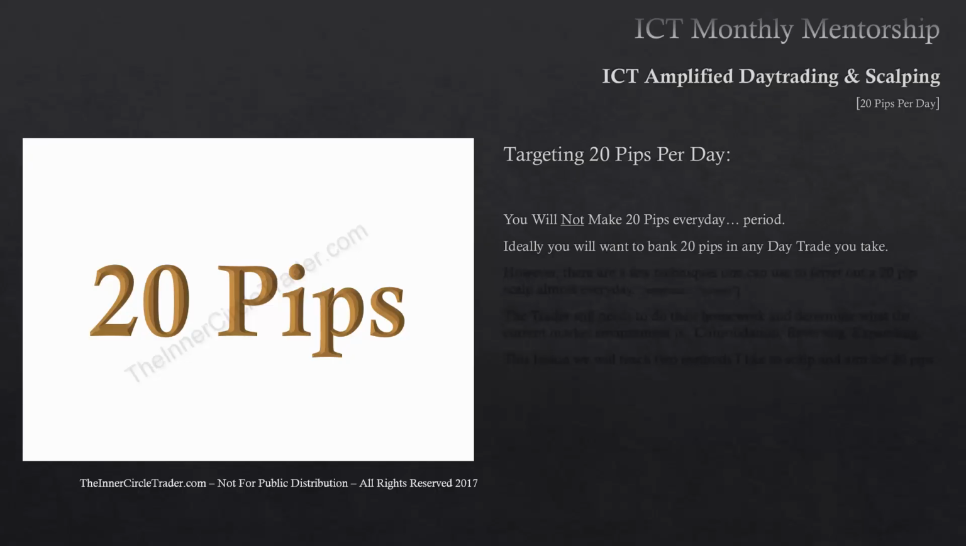Now, ideally, you will want to bank 20 pips in any day trade that you take. So every trade that you get into, if you have profits, at least take something off at 20 pips. That's the surest way of banking 20 pips per day. If you're trying to trade every single day, not that I'm advocating or enticing you to do that, and you get 20 pips, always try to bank something at 20 pips.